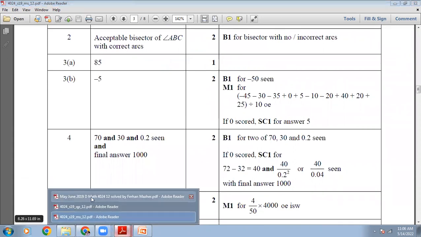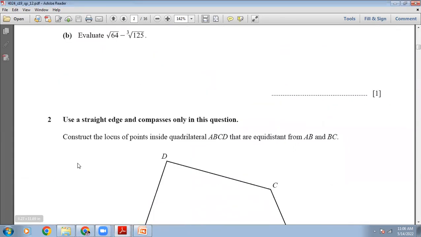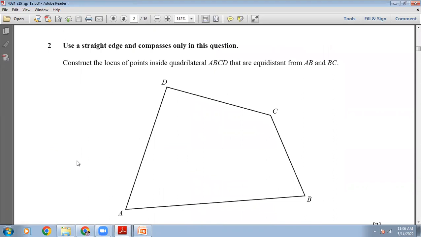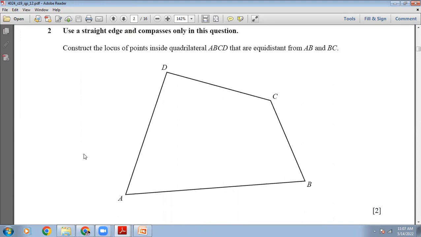Okay. So next question coming up on your screen here, we have: use a straight edge and compass only in this question. Construct the locus of the points inside the quadrilateral ABC that are equidistant from AB and BC. You see, if you remain equidistant from two intersecting lines, the locus will be the angle bisector of the common point. So the common point is B. So ABC angle, you will make its angle bisector.